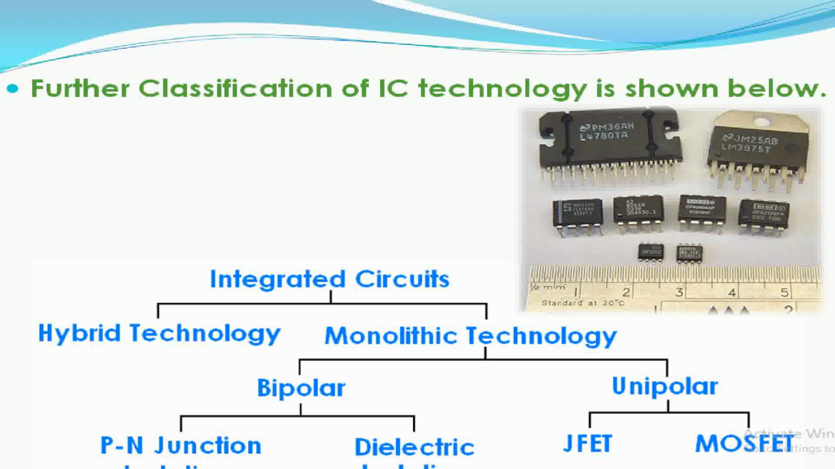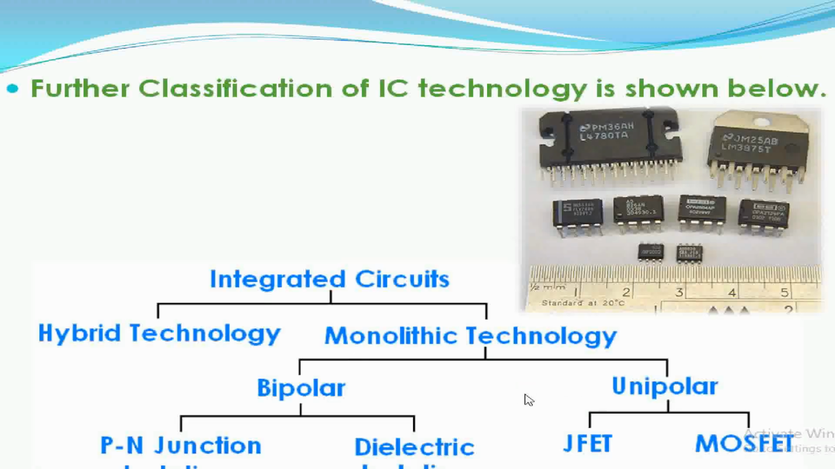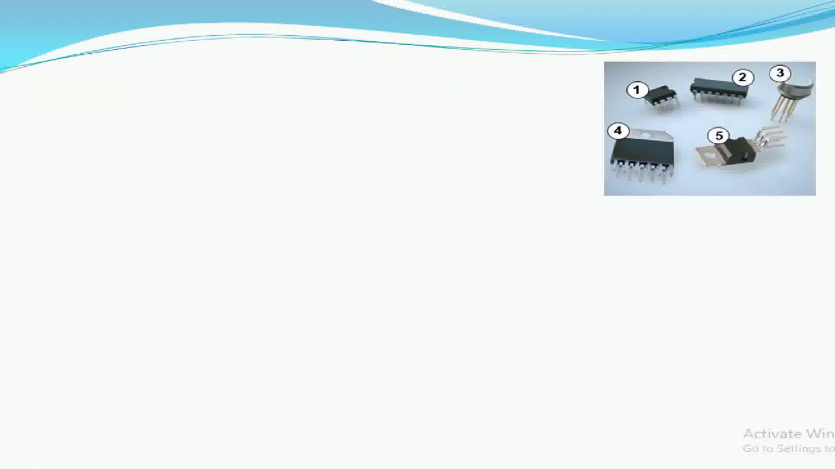Integrated circuits are broadly classified into hybrid technology and monolithic technology. Monolithic technology includes bipolar and unipolar. Unipolar covers JFET and MOSFET, and bipolar covers PN junction and dielectric isolation. These are the different shapes of ICs.